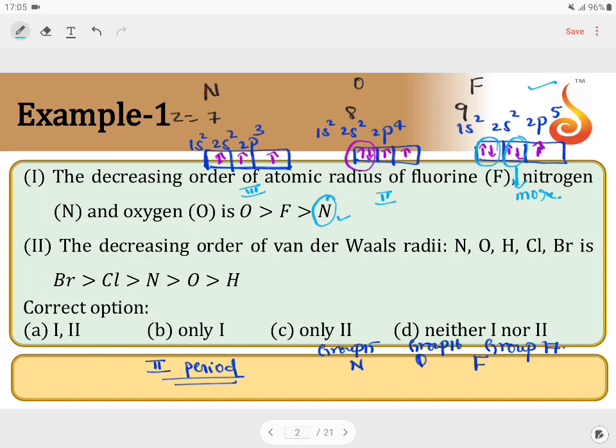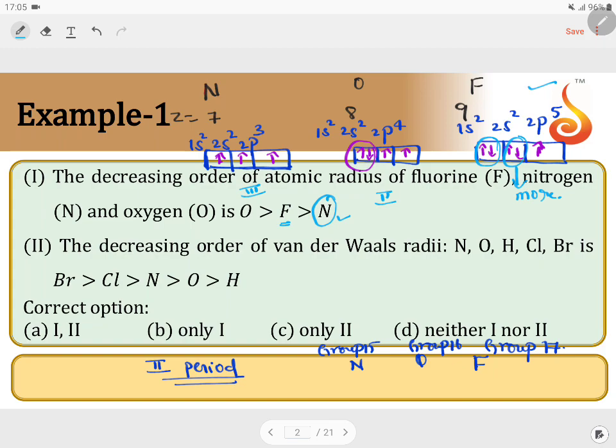Now, how to choose between oxygen and fluorine? Between oxygen and fluorine, the effective nuclear charge is more for fluorine. The repulsion of electrons due to the pairing up is compensated with the nuclear charge. Due to which the second smallest atomic radius is for fluorine.